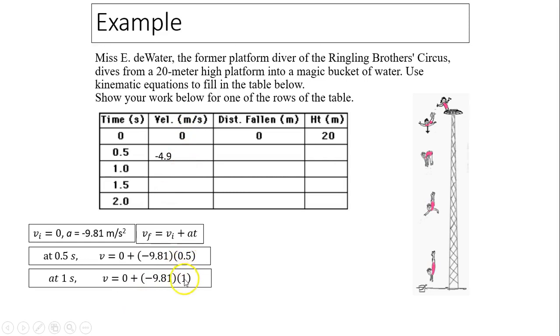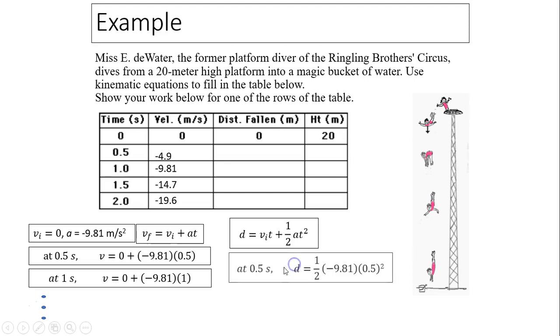So basically, you use the same equation, you substitute a different value for time. Similarly, you can do 1.5 and 2. How do we find the distance? Again, you know initial velocity, you know the time, you know acceleration. So this is the equation to use for displacement.